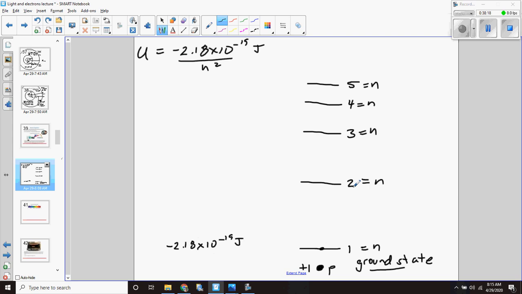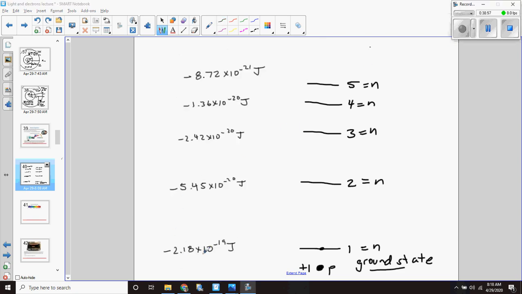The second shell, n equals 2. So if I plug n equals 2 in here, we get U equals negative 2.18 times 10 to the negative 19 joules divided by n squared. So 2 squared becomes 4. So the energy for this particular shell is going to be negative 5.45 times 10 to the negative 20 joules. Okay, so you could do the rest. If you plug in, 3 squared is 9, 4 squared is 16, 5 squared is 25. So let me plug in these next 3 energies. Okay, so I just calculated the energy for all 5 shells.